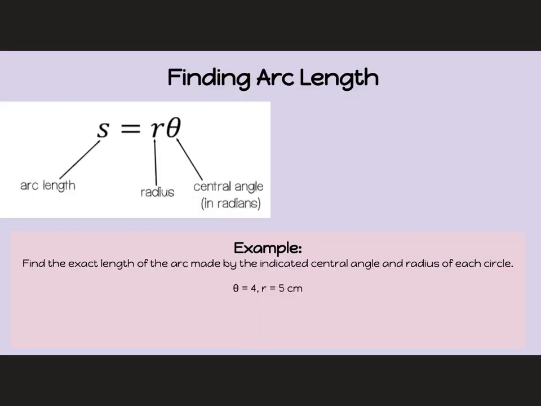We also, in this chapter, found arc length. So again, just a formula. It says S equals R times theta. S is the arc length, R is radius. Theta is the central angle in radians.